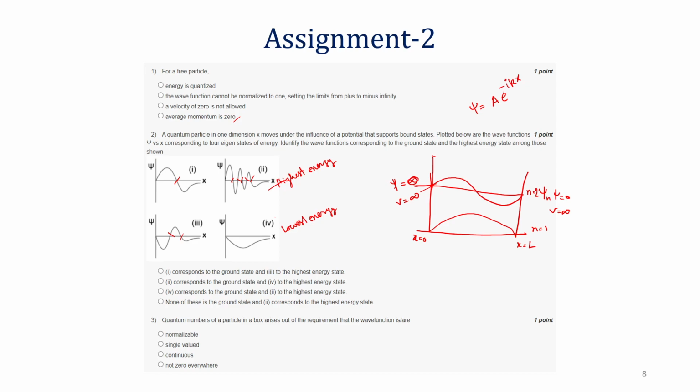If you take a free particle, it is single valued. The answer given is single valued, continuous, or normalized, one of two and three. I think only one answer is correct, and the answer should be one. I had ticked one, and that was wrong; the answer given was two or three. But I think two or three are both wrong answers.